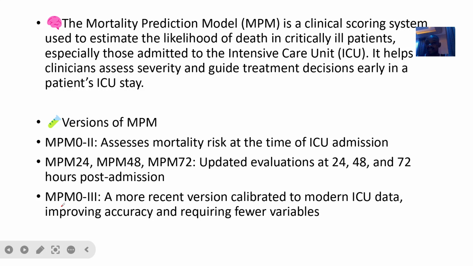So mortality prediction model, first of all, you're just trying to do this because you want to estimate the likelihood of death in a patient that is critically ill. Do you understand? So they brought the patient, so ill, and you just want to look at the likelihood. What are the possibilities of this patient recovering? What are the possibilities of this patient dying?